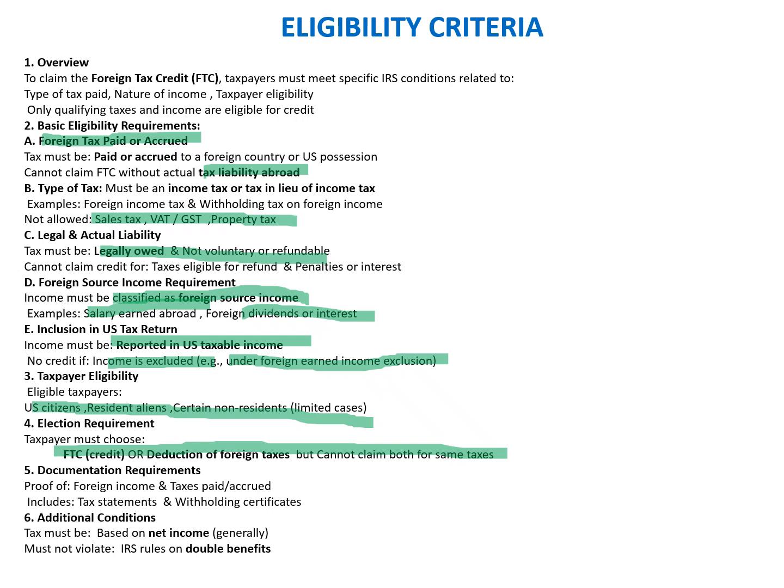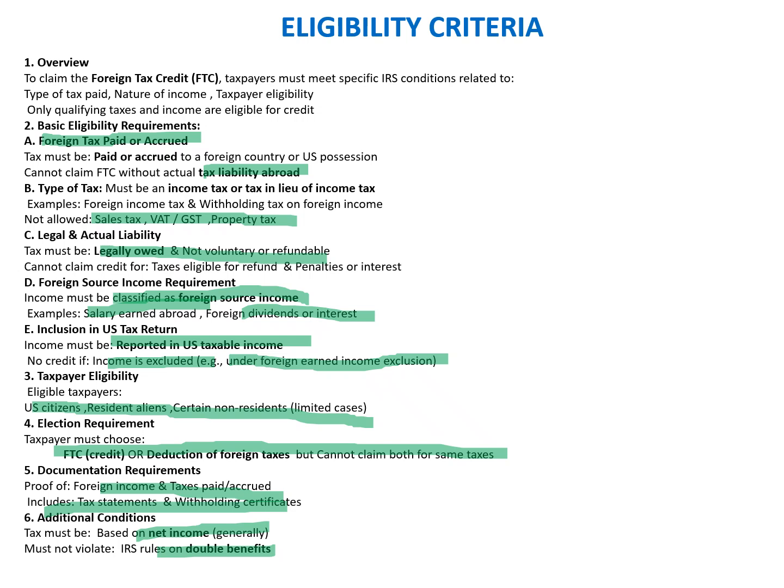Documentation required is proof of the foreign income and the taxes paid, and it includes the tax statement as well. An additional condition is that the tax must be based on the net income, computed as per US tax laws, and must not violate the IRS rules on double benefit. Typically, the person earning the foreign income must disclose that income and have the proper documentation.